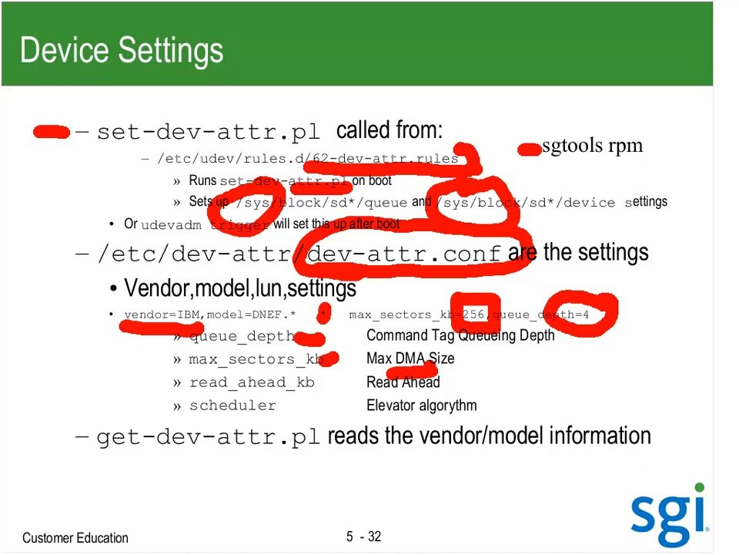Also read ahead. By default, read ahead is twice the stripe width. But maybe you're doing random I/O and don't need the read ahead. You can also specify a different scheduler here.